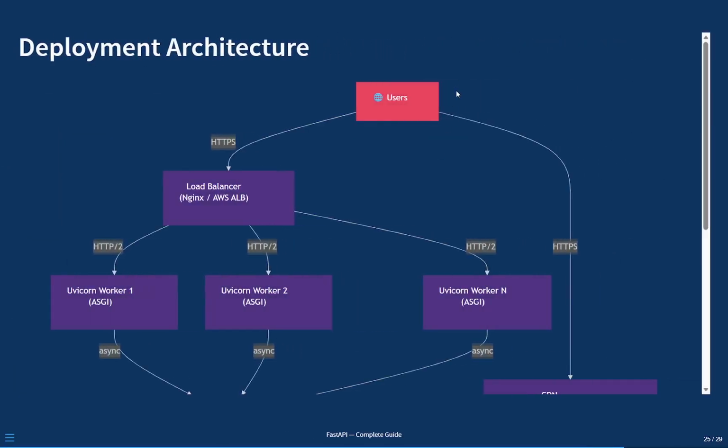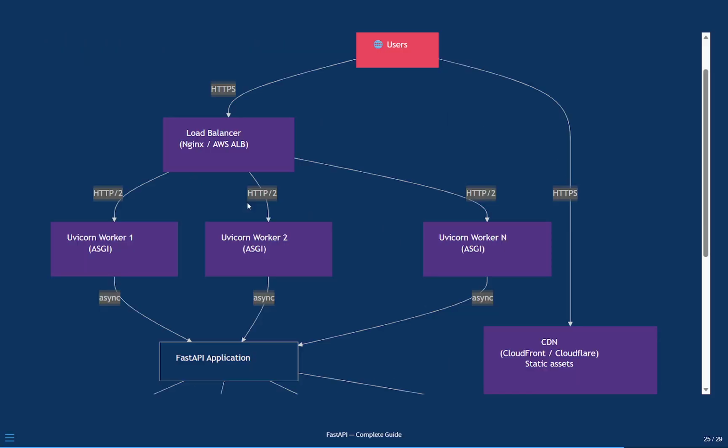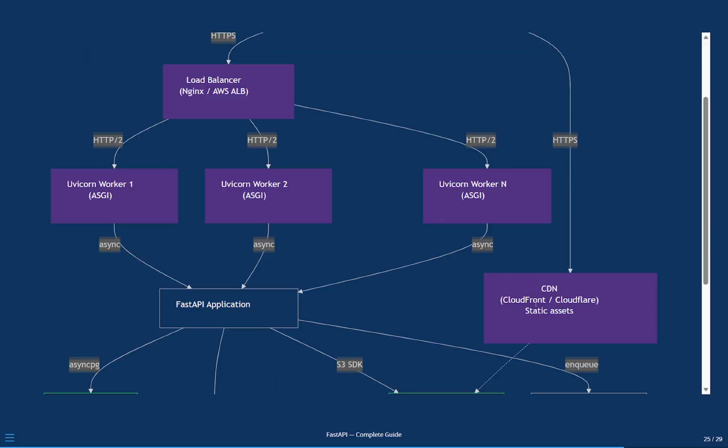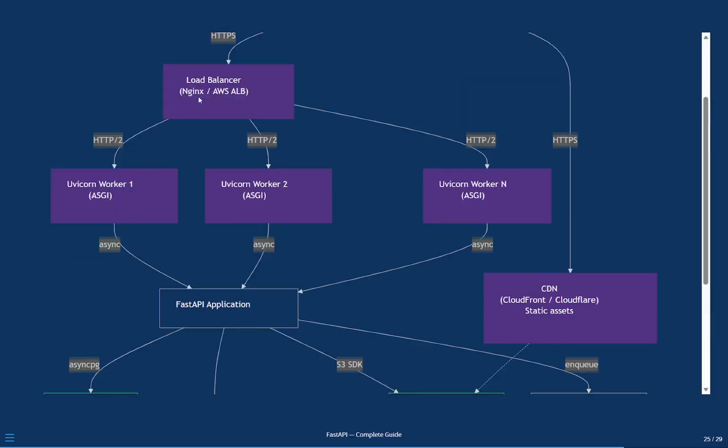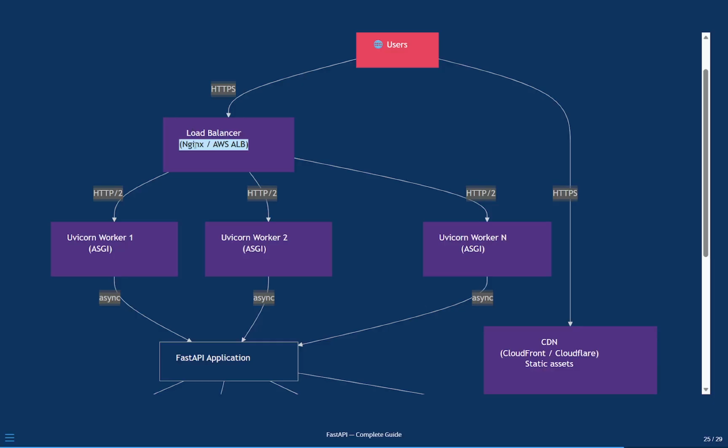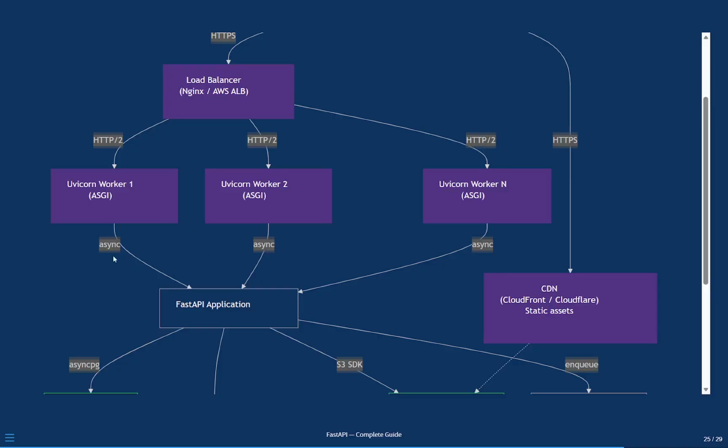Next, let's talk production. This deployment diagram is a real, scalable architecture for a FastAPI application under load. Users connect over HTTPS. Static assets hit the CDN first: CSS, JavaScript, images. API requests go to the load balancer, Nginx or AWS Application Load Balancer, which distributes requests across multiple Uvicorn workers. Each worker is a fully independent ASGI process, running the FastAPI application.